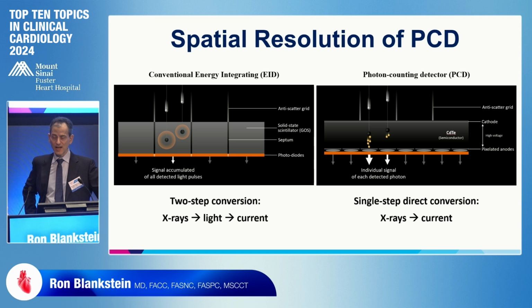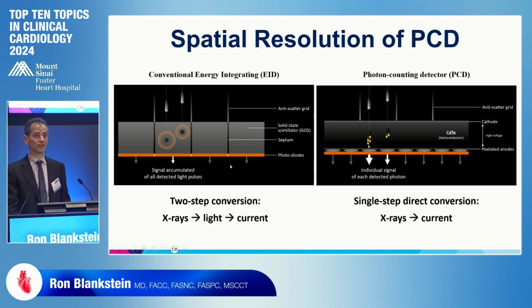Why is it that photon counting detectors improve resolution? This is my only technical slide that I will show, but on the left, using typical conventional detectors, we have X-rays that then hit a scintillator that converts the X-rays to light, and that gets converted to current. That's just how a CT detector works.